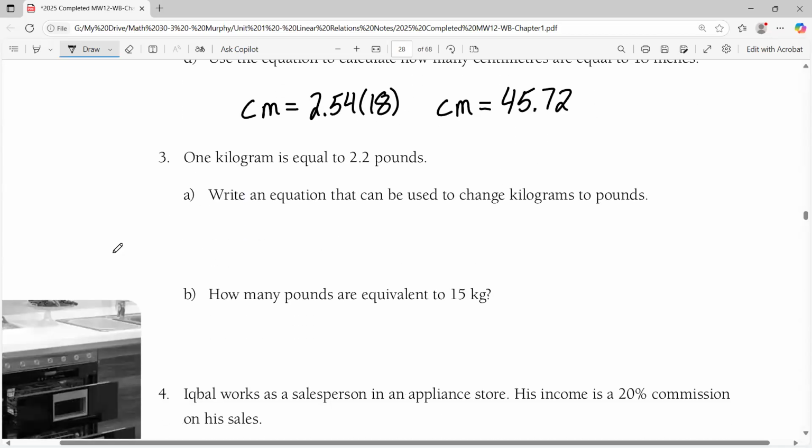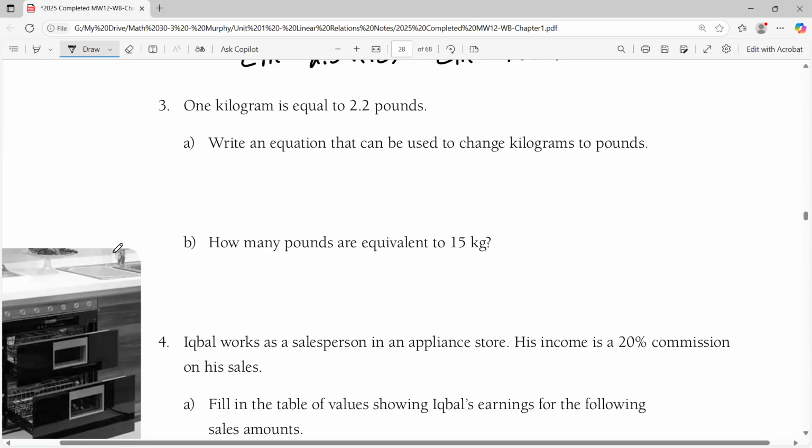Okay, now we're going to make a conversion equation between kilograms and pounds. It says 1 kilogram is equal to 2.2 pounds. So if we use the same logic from before, pounds should be 2.2 times the number of kilograms. Okay, so it's the same as above. We're just swapping out centimeters and inches for pounds and kilograms.